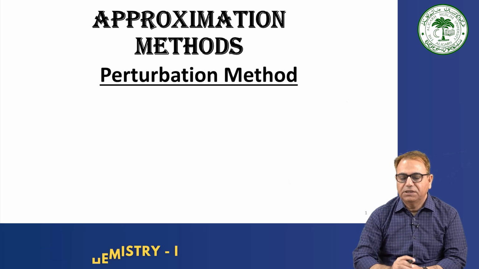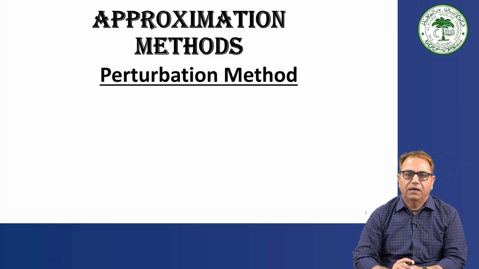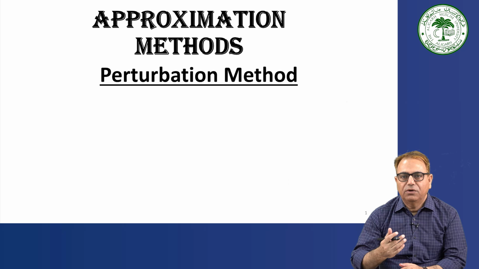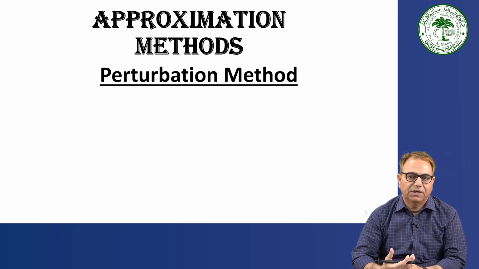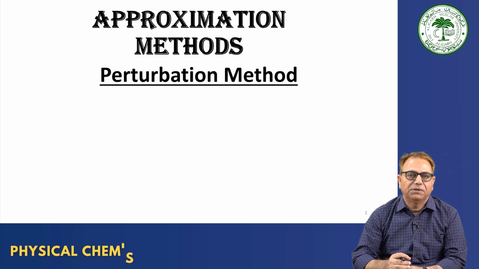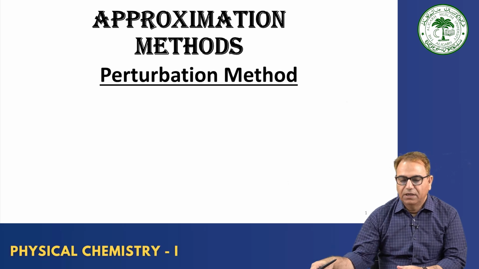Now the next method by which you can get the eigenvalue and eigenfunction for a system is perturbation method. Here the basic criterion is that you should already have in your hand a system for which the solution is available. That's called an unperturbed system. And there should be a very small departure from this system, then only you can apply perturbation method.